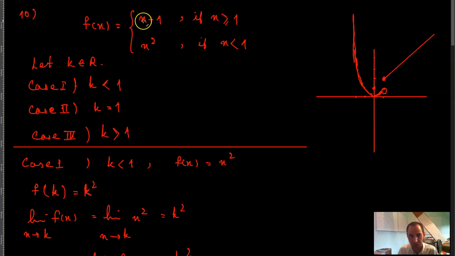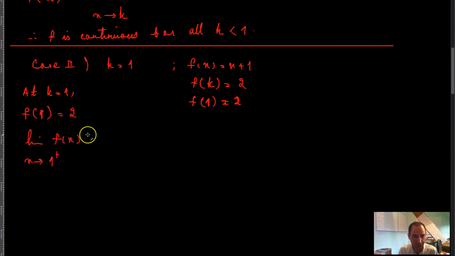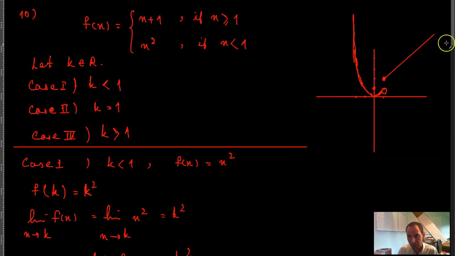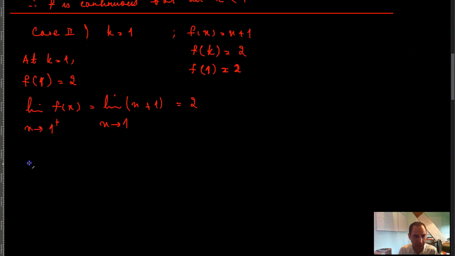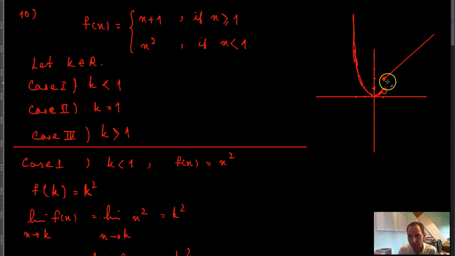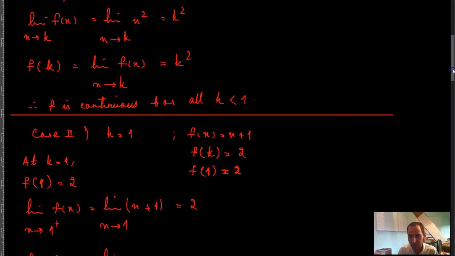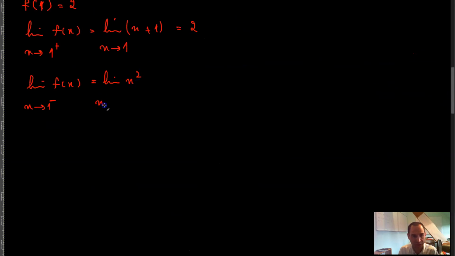This is for x is greater than 1. So I have to take the limit of x plus 1. That's the limit of x plus 1 as x tends to 1, which is equal to 2. Which makes sense, it's equal to 2. And the limit of f of x as x tends to 1 from the left is equal to the limit of, so I have to take this part over here, which is basically x squared. So I have to take the limit of x squared as x tends to 1, which is equal to 1.